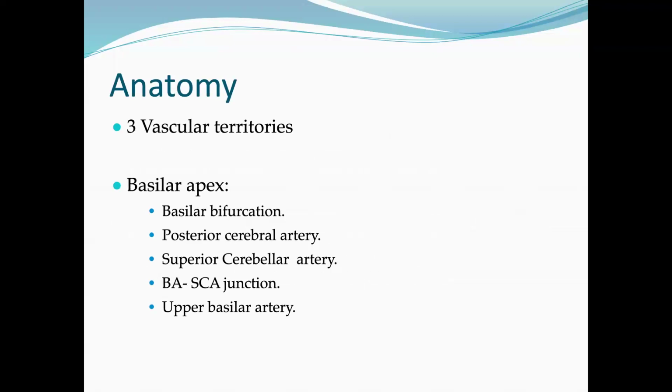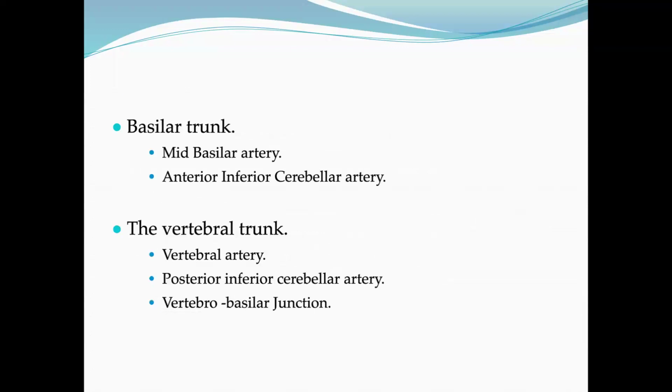Basilar apex, which includes the basilar bifurcation, the posterior cerebral artery, the superior cerebellar artery, all those structures that come about at the basilar artery, superior cerebellar junction, and the upper basilar artery. This is the vascular territory of significance when it comes to the basilar apex. Then comes the basilar trunk or the middle segment, which is actually less accessible.